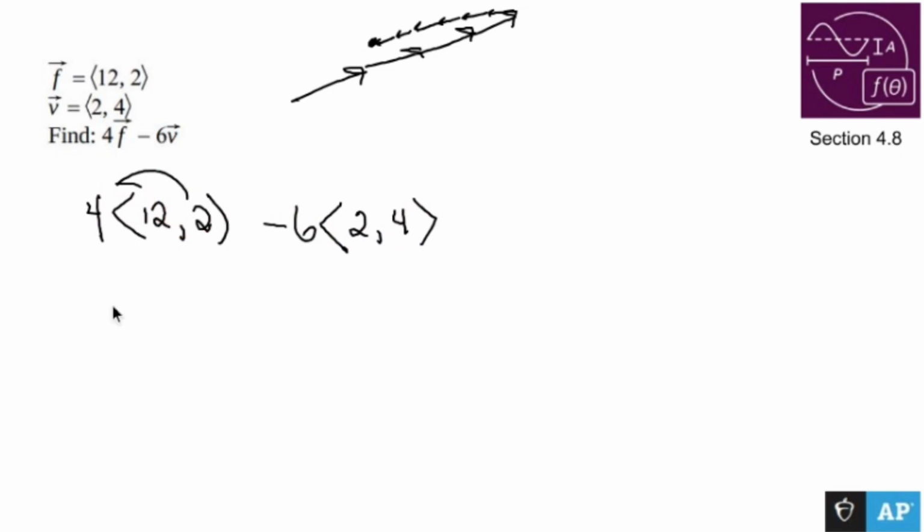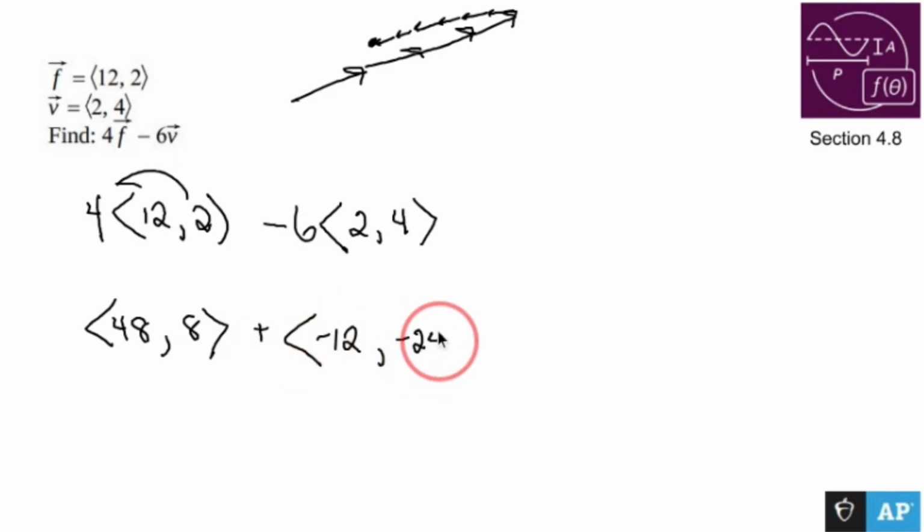Okay, so kind of like distributive property, you end up with 48, 8, which makes sense. If I'm going to go right 12 up 2, right 12 up 2, right 12 up 2, I'm going to end up going right 48 up 8. And then we're going to add on top of that, I'm going to multiply negative 6 to both of these. So negative 12, negative 24.